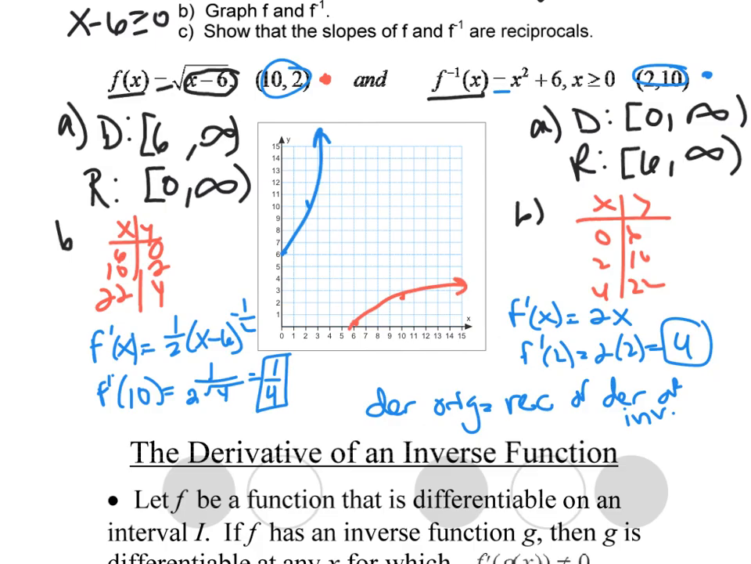Okay, just show that they're inverses of each other. So it's just another way to show that they're inverses, so you don't have to do the composition of functions.